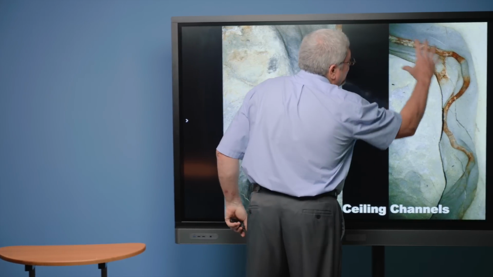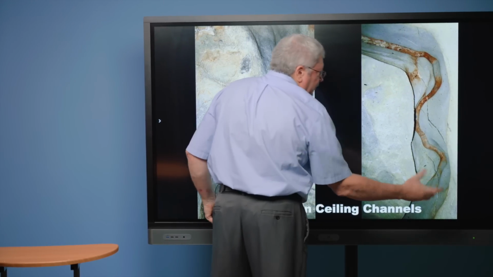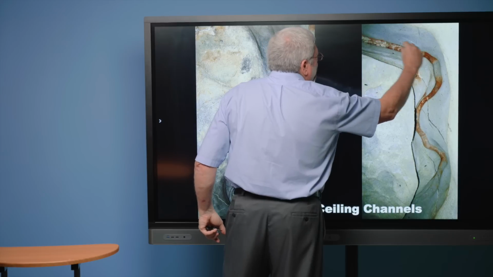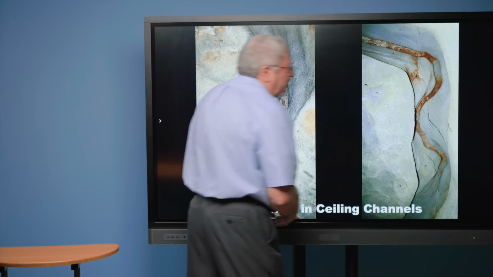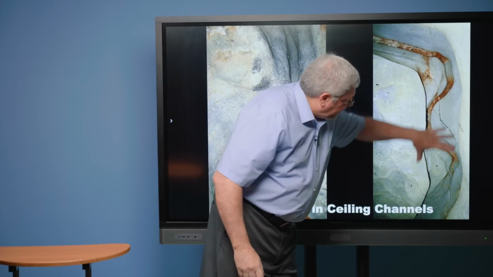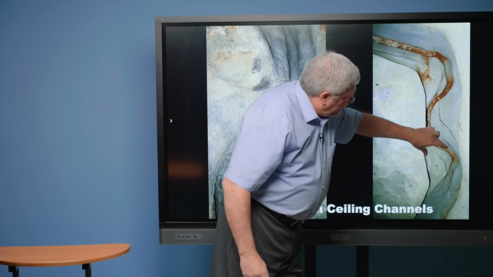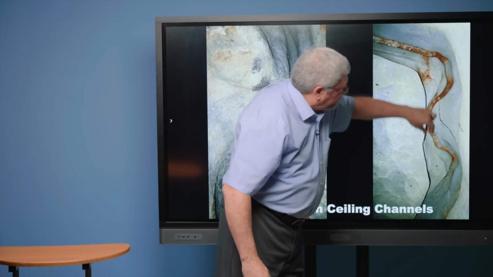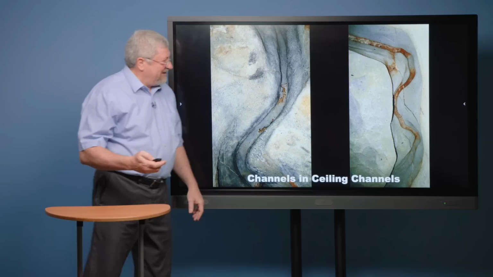This one's a little more obvious, a large, wide river valley in the ceiling, with a smaller river that anastomoses. In fact, this one looks like it's got a big one, and then a smaller one, and then an even smaller one inside the smaller one.